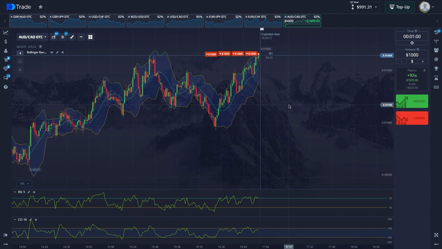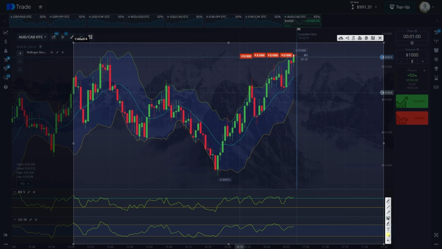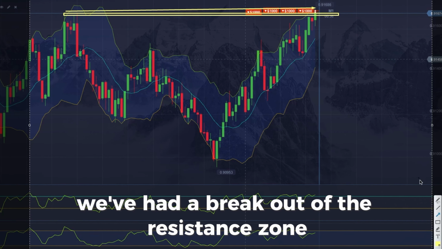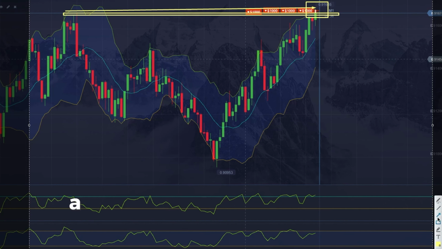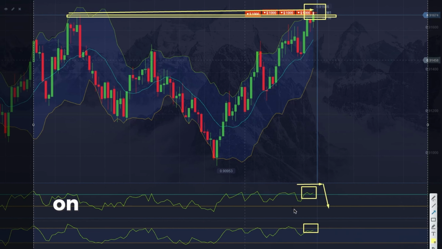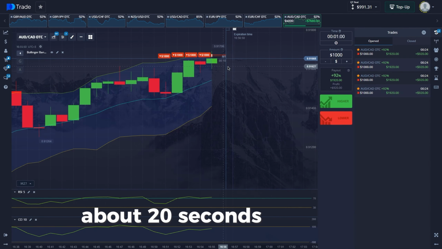Here, we will open our final trades, and we are opening them again on a downtrend. These trades are opened based on the same principle as the previous ones. Let's highlight the working area. We've had a breakout of the resistance zone, the formation of a new local maximum, a touch of the upper Bollinger Bands, and I will expect an exit from the overbought area on the RSI oscillator. Let's observe the result, about 20 seconds remaining.